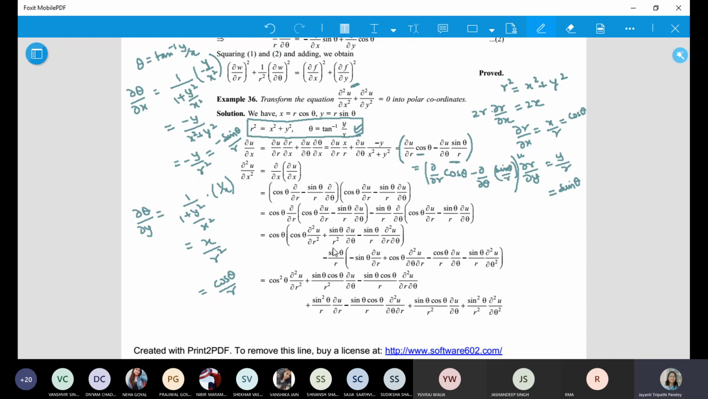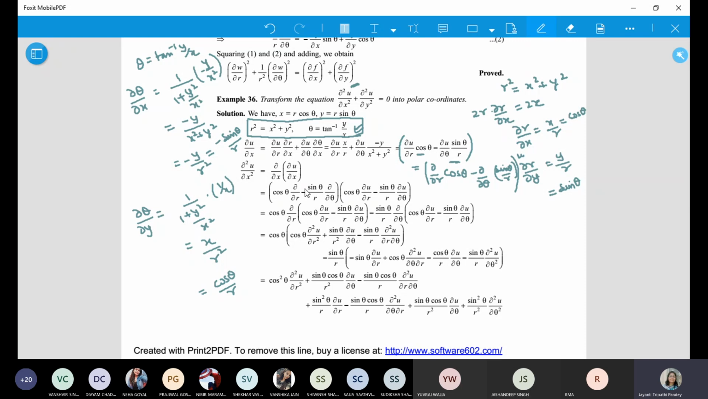Are you realizing what is being done? No, you have to change it because you want the answer in polar. That's the question: transform the equation into polar. So you have to change it. You want everything in r and theta.